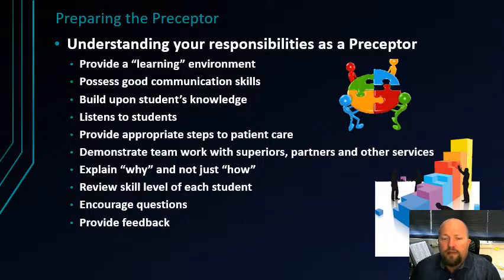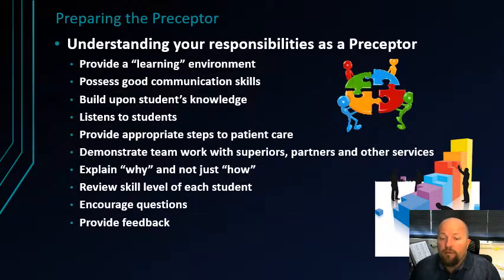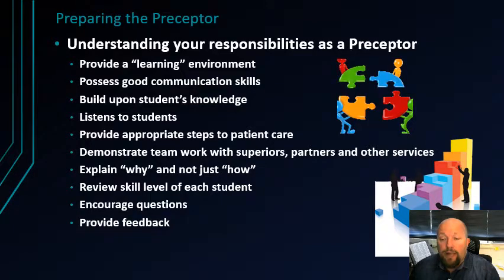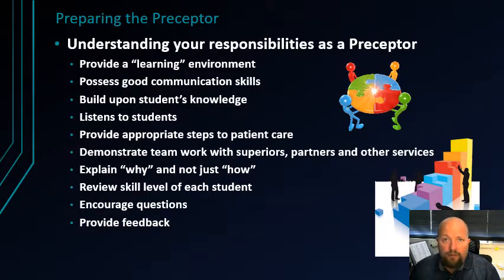Other responsibilities: you're going to need to review the skill level of each student. Currently, at this teaching institution, we offer three levels of training: EMT, advanced EMT, and paramedic. Throughout those levels, the students are expected and permitted to do various levels of skills. But it is ultimately your responsibility, as well as the student's, to define and explain exactly what their level is. And then you should have a fundamental knowledge of exactly what they're permitted to do at that particular level.